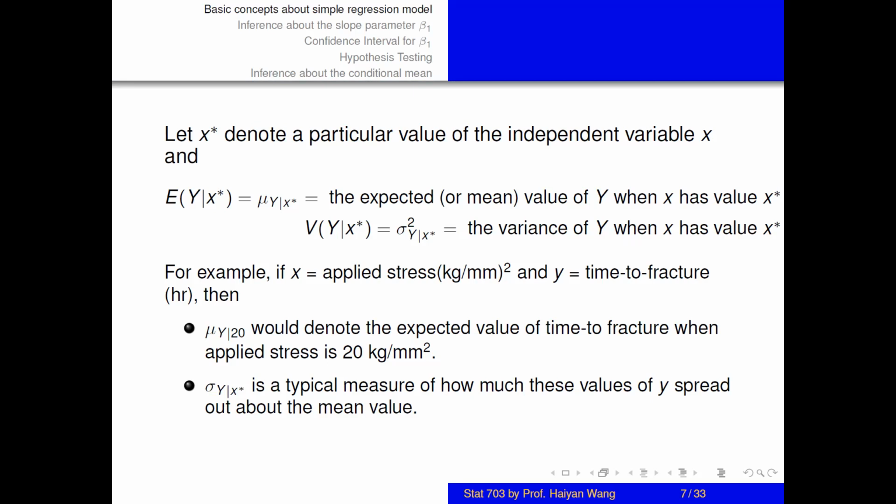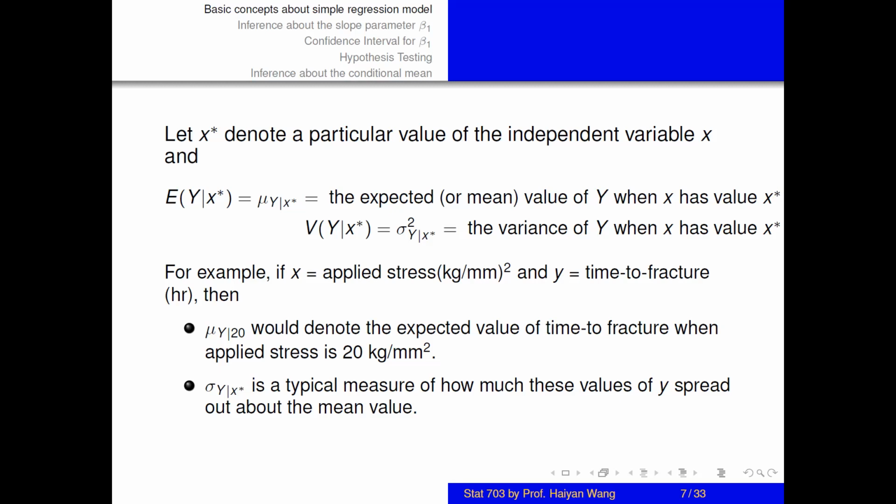Similarly, for the variance of y given the x value being x star, we use V of y given x star to represent it. You can also use sigma squared with the subscript y given x star. Both of them represent the variance of the response variable when x star is the input variable. For example, if x star is equal to 20, then the mean of y given 20 would be just beta 0 plus beta 1 times 20.